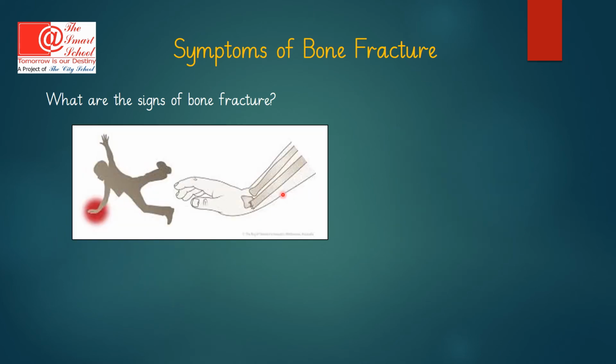What is happening in this picture? A boy who jumped fell on his wrist, and the wrist of the boy turned on an unusual and unnatural angle. Due to this, there is a fracture in the bone. This is called angulation.